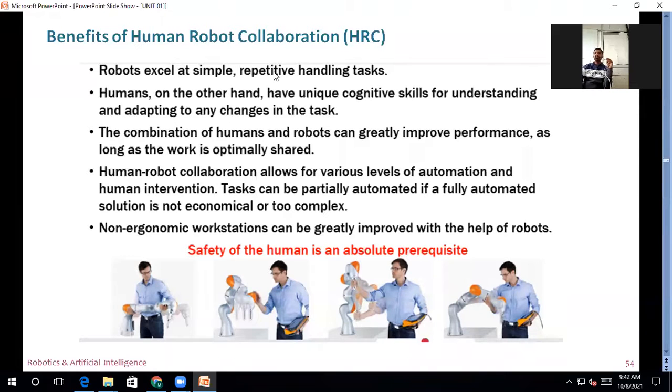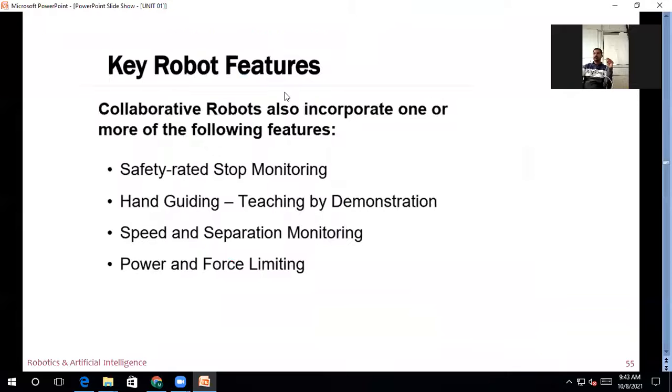Last time we again saw the key robot features. Which are the key features of any robot? For collaborative robots, the first key feature is safety. Safety is very necessary while designing the cobots.